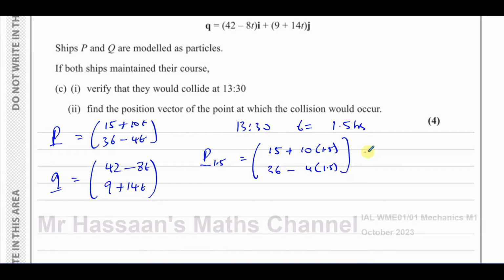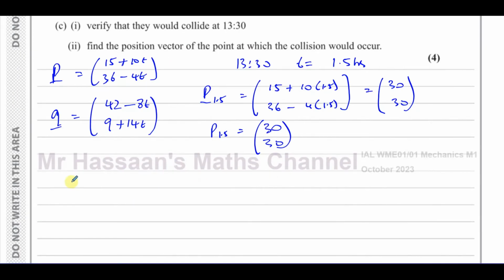That's where it's going to be, which is 15 plus 15, which is 30, and 36 minus 6, which is also 30. So P at 1.5 hours, its position in relation to the origin will be (30, 30). Okay, let's see what happens to Q at 1.5 hours.